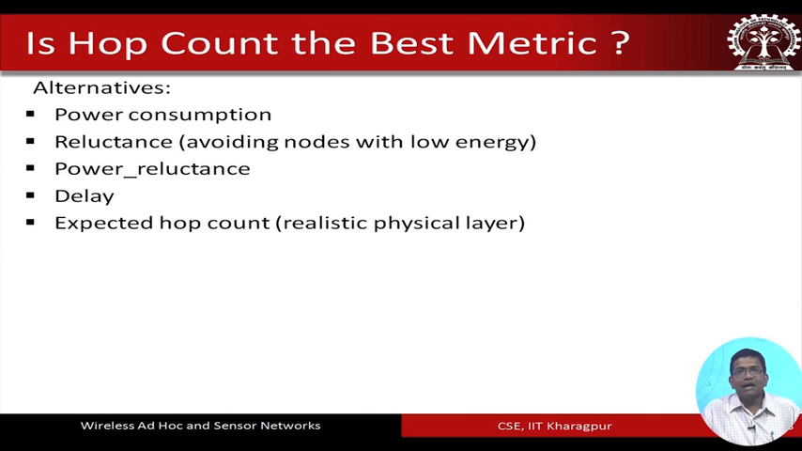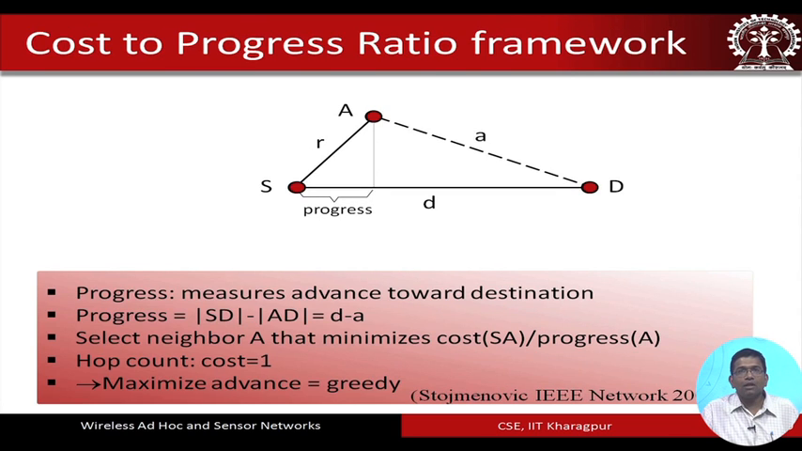Reluctance, which means avoiding nodes with low energy, delay, expected hop count, and so on. So, all these are different alternatives that can be used as metrics for determining the path. The cost to progress ratio can also be used for making routing decisions.